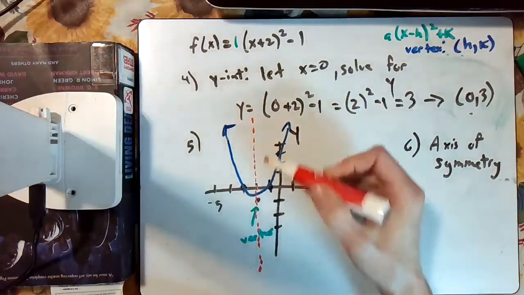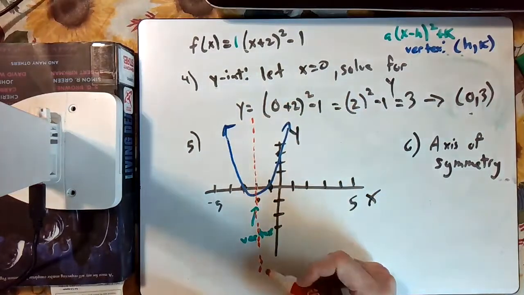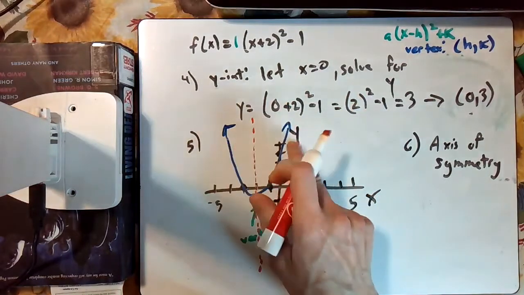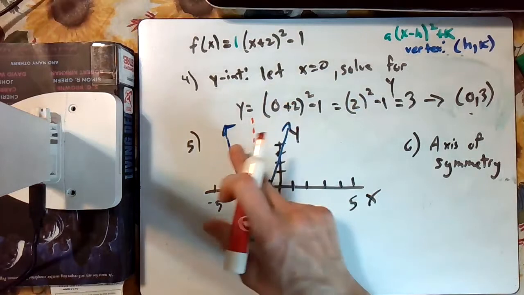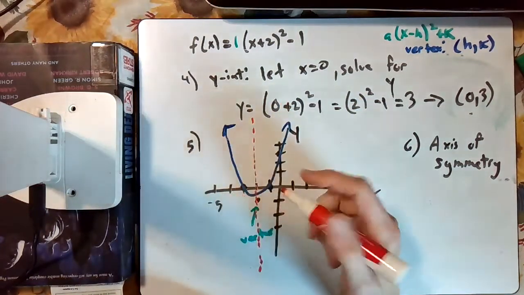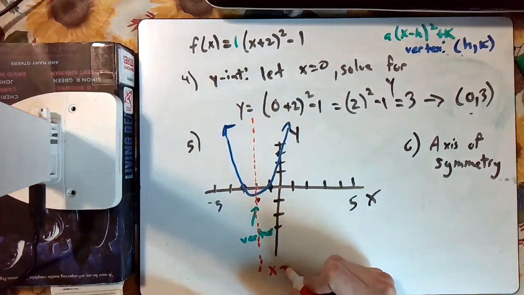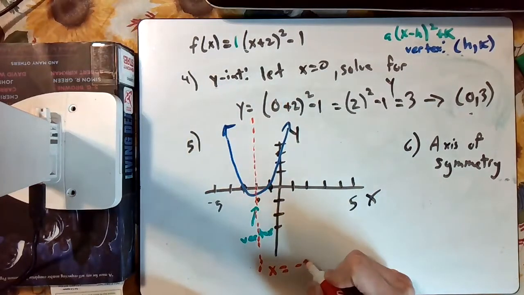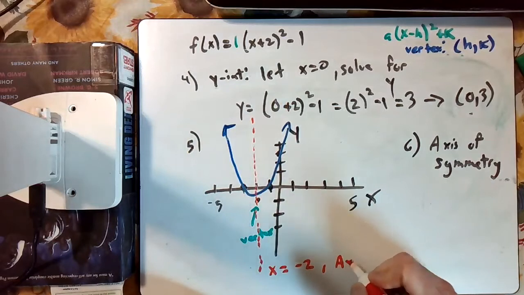So if you notice, if I put the mirror here, like this red line's the mirror, I could take this side and flip it over, land on itself. I could take the right side, flip it over the red line, and it'll land on itself. What is this red line right here? This is the line x = −2. This is the axis of symmetry.